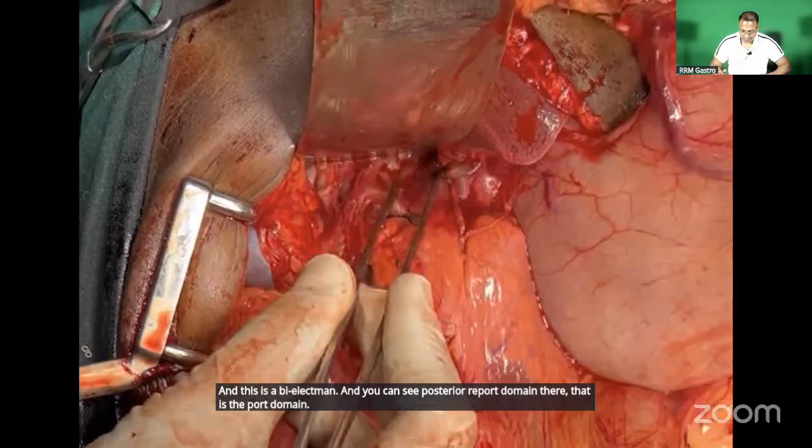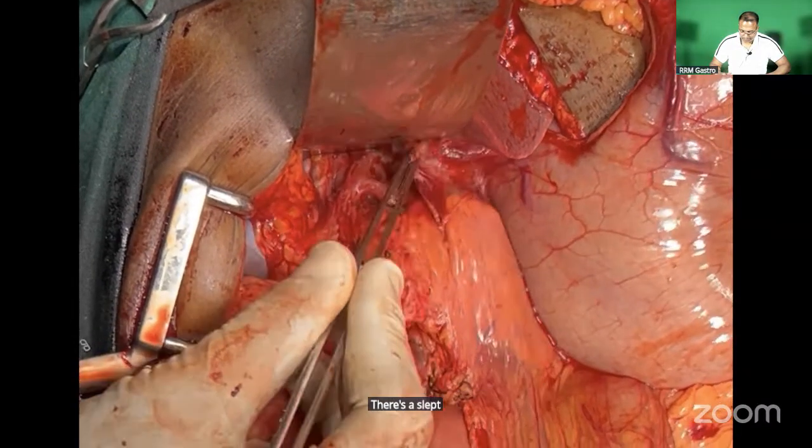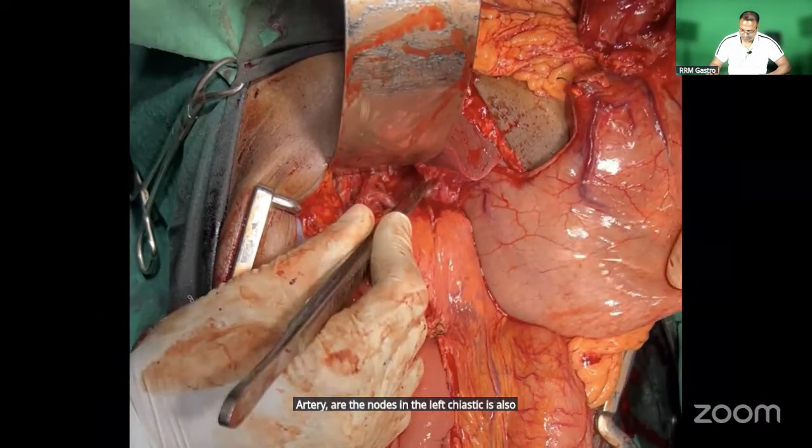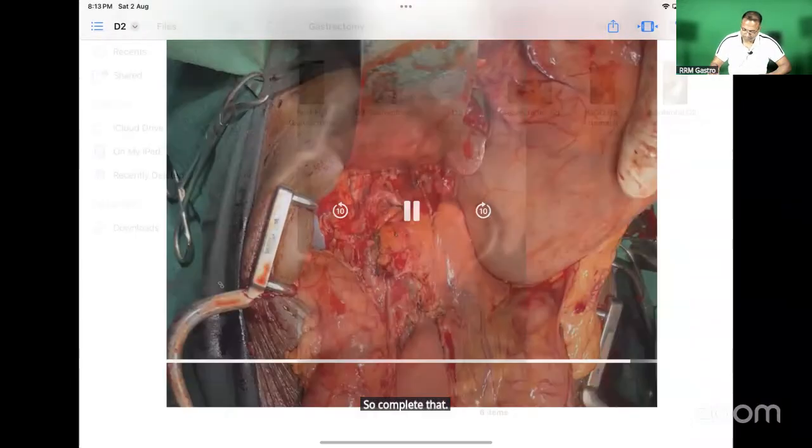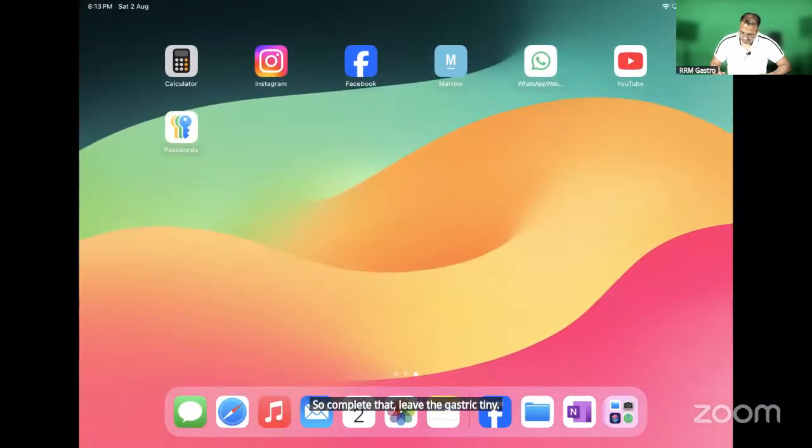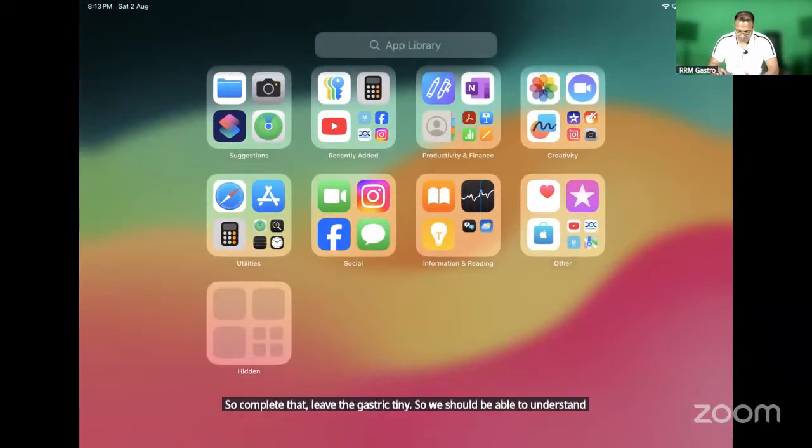So all the nodes in this area are removed. This is left gastric artery. All the nodes in the left gastric are also removed separately. So completed D2 gastrectomy. So you should be able to understand what is a D2 gastrectomy.